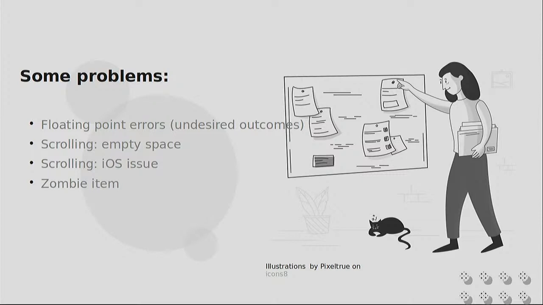And sometimes when you move items from far away, there is a zombie item, which means it's rendered but you can't do anything with it. It's also a minor issue. The main issue is the floating point errors, which I'm currently working on.